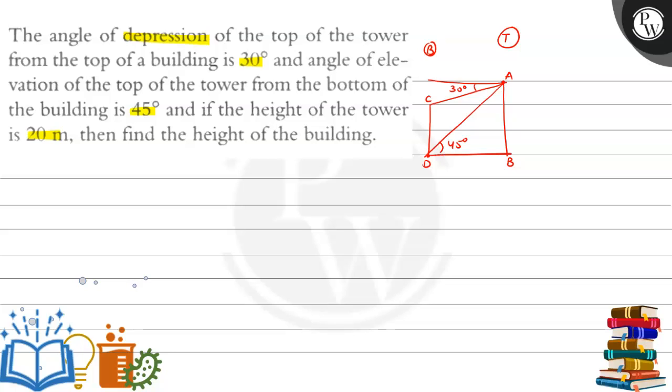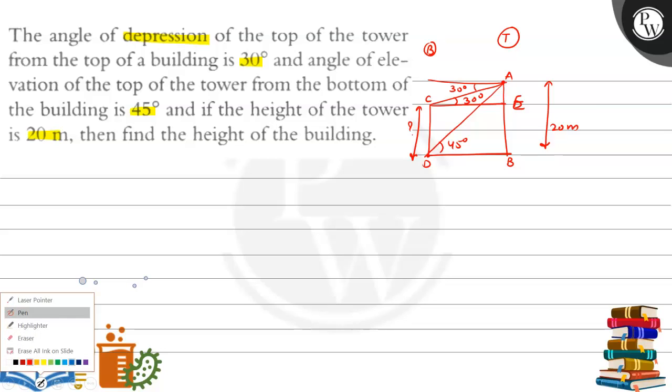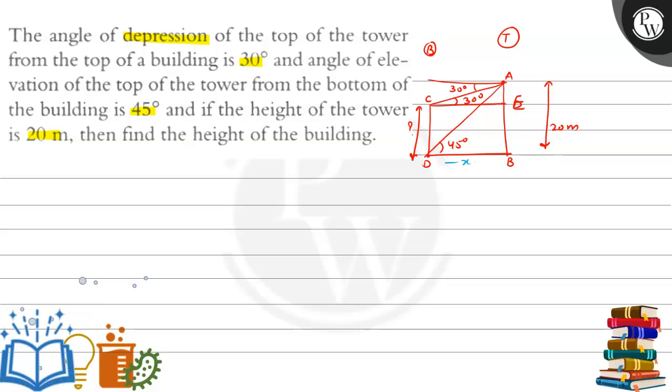right? Now this is 30, so this angle, name it as D. D is already there, so it will be E. Okay, let's take it as E. So ACE will also be 30 degree. Now we are given that the height of the tower is 20, so this is 20. We have to find the value of CD. Okay, let the base be X and CE be Y.